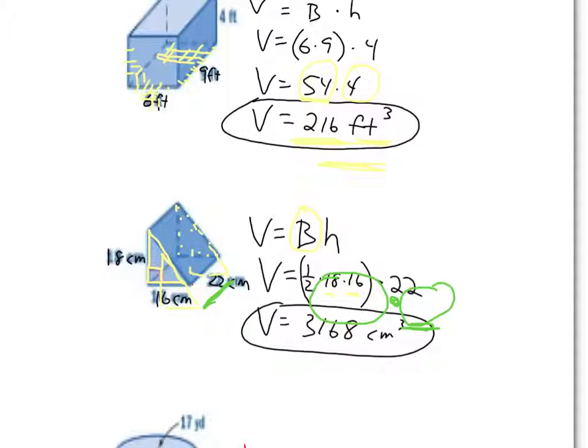All this is to figure out the base area, which is 1/2 times 18 times 16, and then I'm going 22 layers high. That's my height. This would be my height if it was laying on the base, which we have to consider to be the height for this type of prism, and that together gets us a volume of 3,168 cubic centimeters.